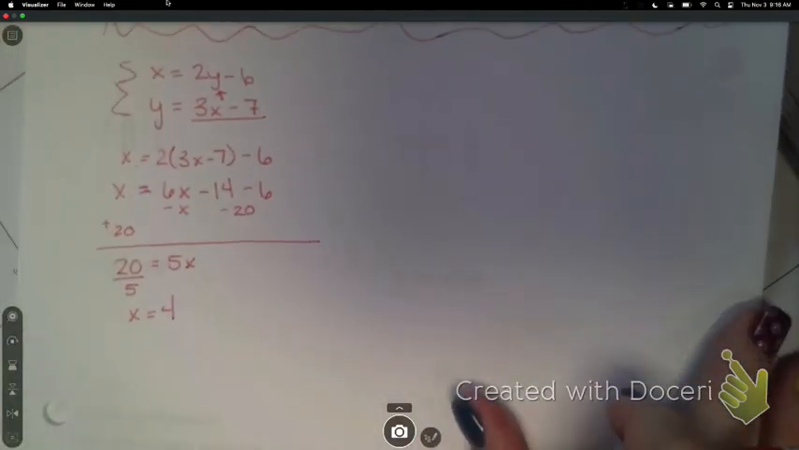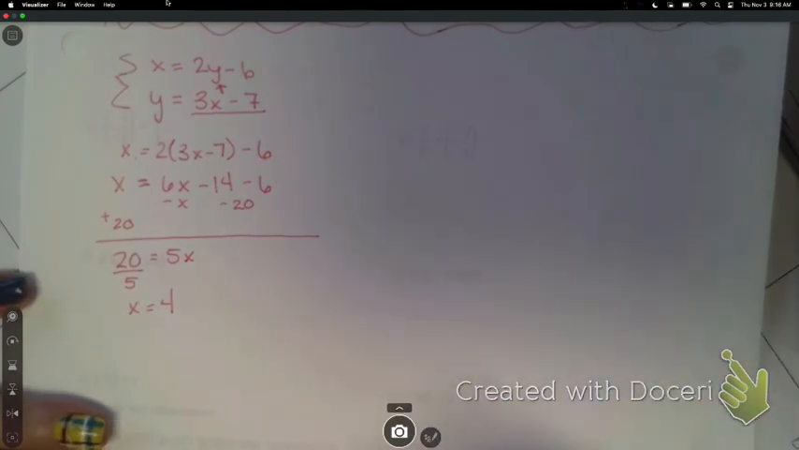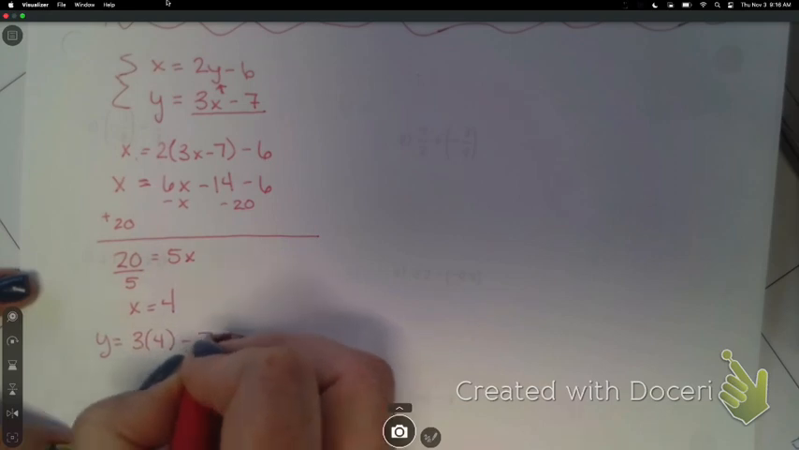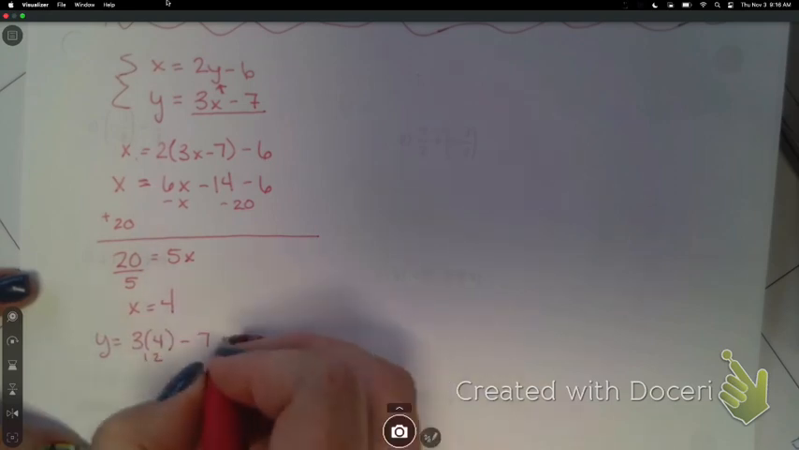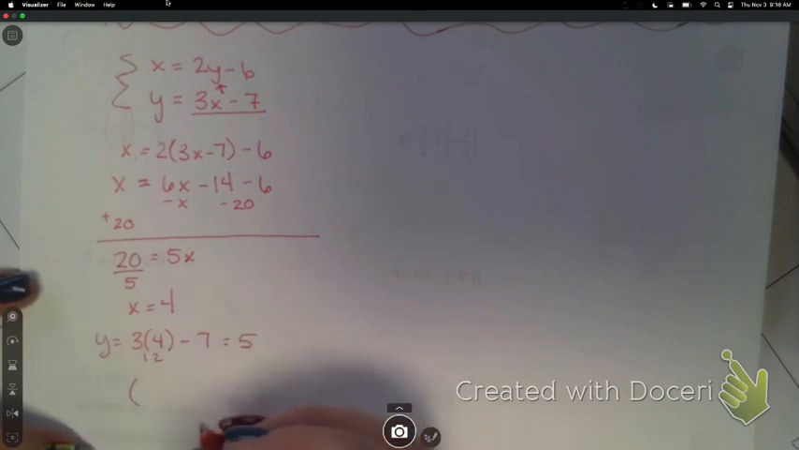Oh, x equals 4. So now I have to plug it in to which one? The top or the bottom equation? The bottom. So y equals 3 times 4 minus 7. So 12 minus 7 is 5. So my solution is (4, 5).